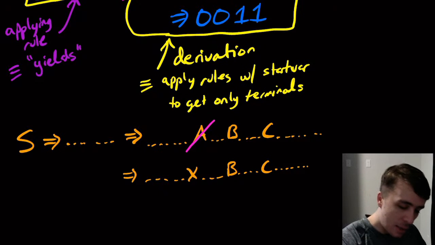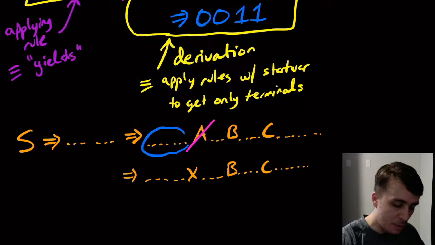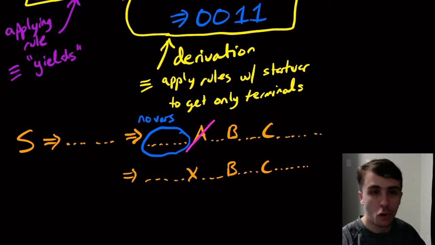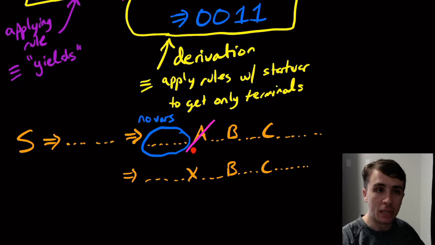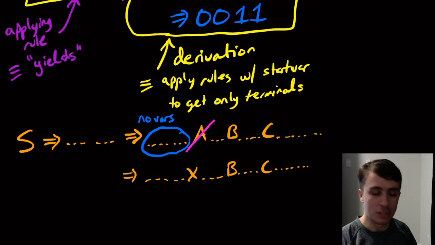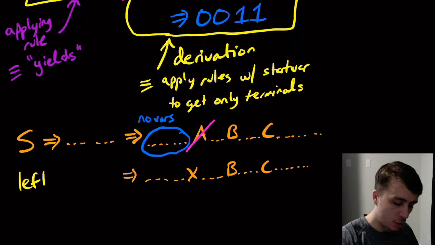So if we also make the assumption that in this segment right here, there are no variables. In other words, that A is the furthest forward variable of the entire applying rules process so far. And we repeatedly do this, so we pick the furthest forward variable and replace it every time. Then we call this a leftmost derivation.